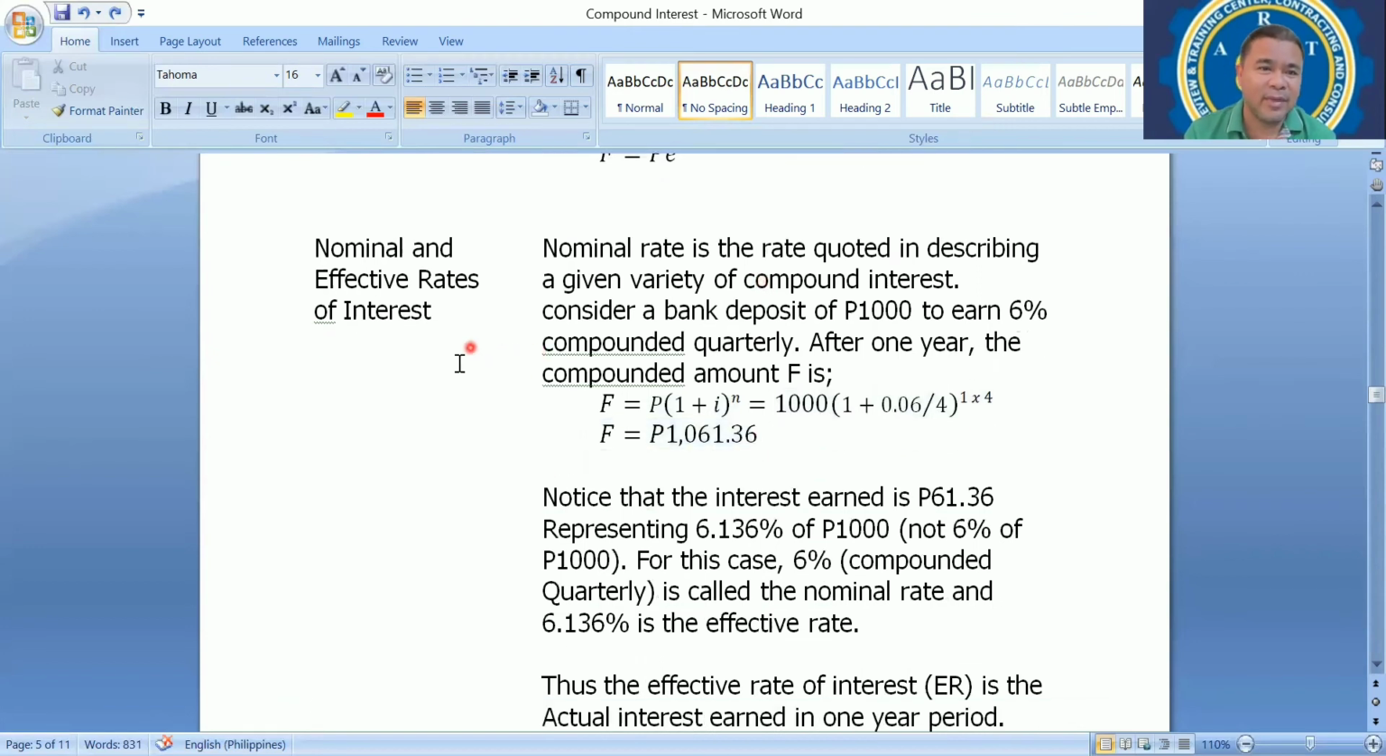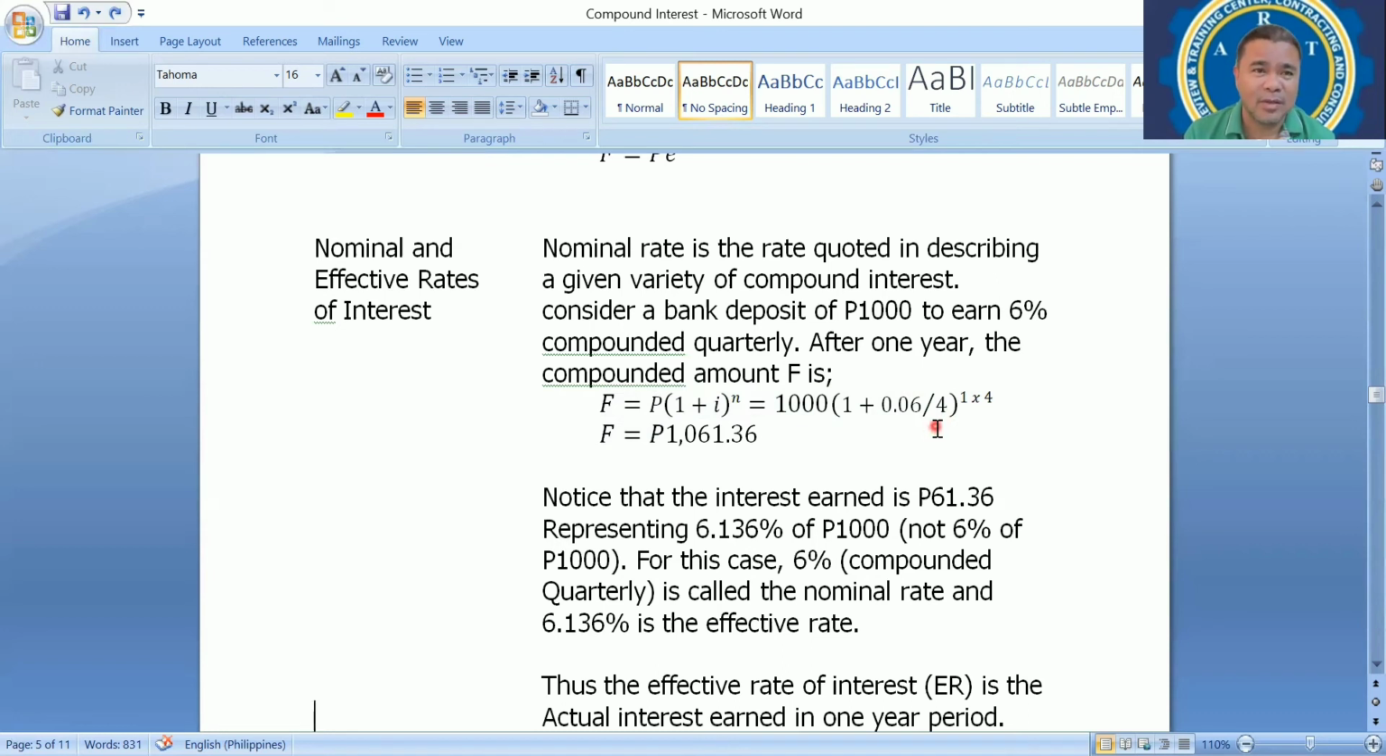The nominal and effective rate of interest. The nominal rate is the rate quoted in describing a given variety of compound interest. Consider a bank deposit of 1,000 to earn 6% compounded quarterly. After 1 year, the compounded amount F is, okay, F equals P times (1 plus I) to the N, where 1,000 is the principal, and the interest is 0.06, or 6%, divided by 4, since it is compounded quarterly.